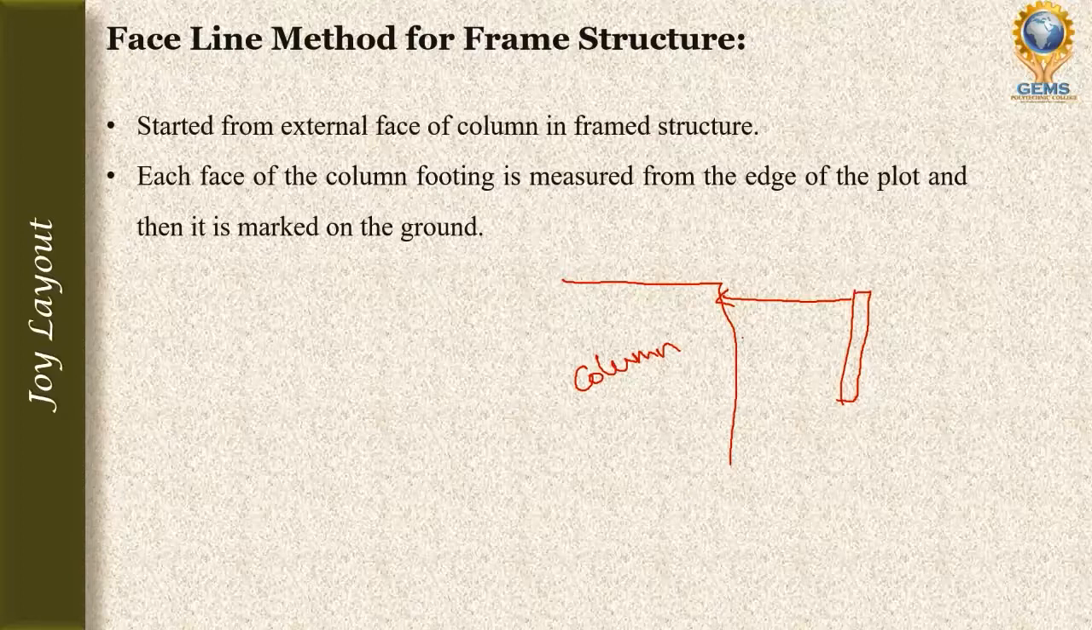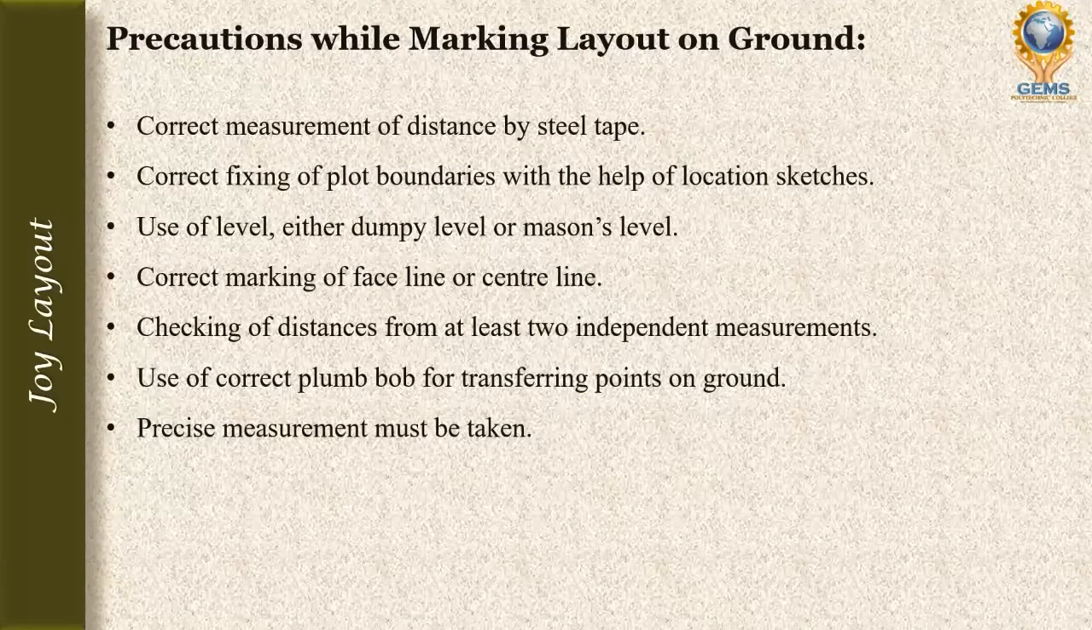So once the column measurement is measured, we will mark it on the ground, then we will excavate for the foundation. So these are the four methods, two methods for each building structure. So these are the methods for the layout. So what are the precautions we have to consider while marking the layout on the ground?